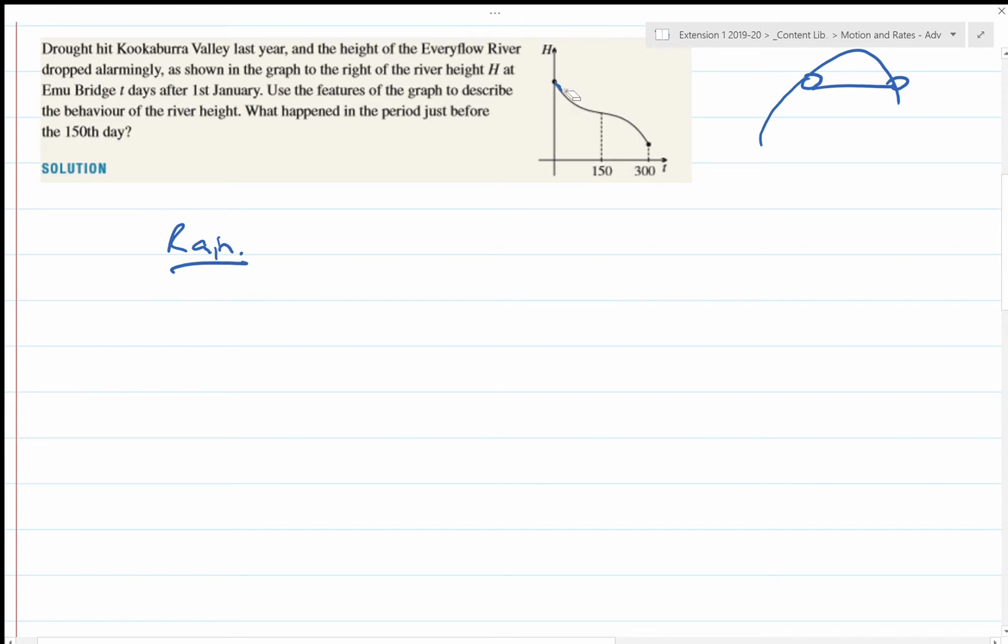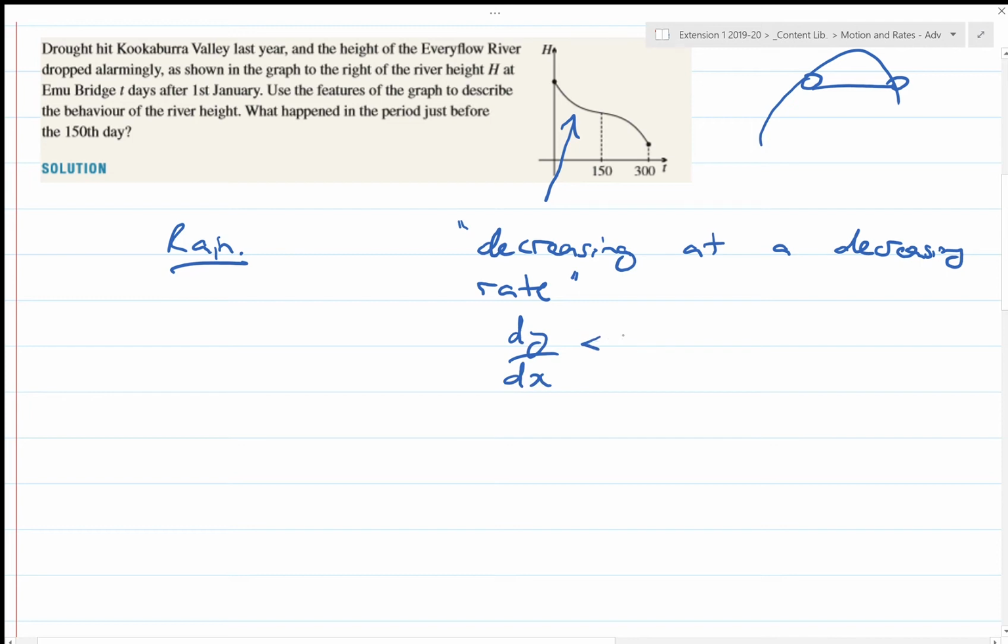So the function was decreasing, but it was concave up. So here it is decreasing at a decreasing rate. So that means it always goes down, but the rate at which it goes down decreases. Mathematically, that means the first derivative is negative, that's decreasing, and the second derivative is positive. That makes it decreasing at a decreasing rate.